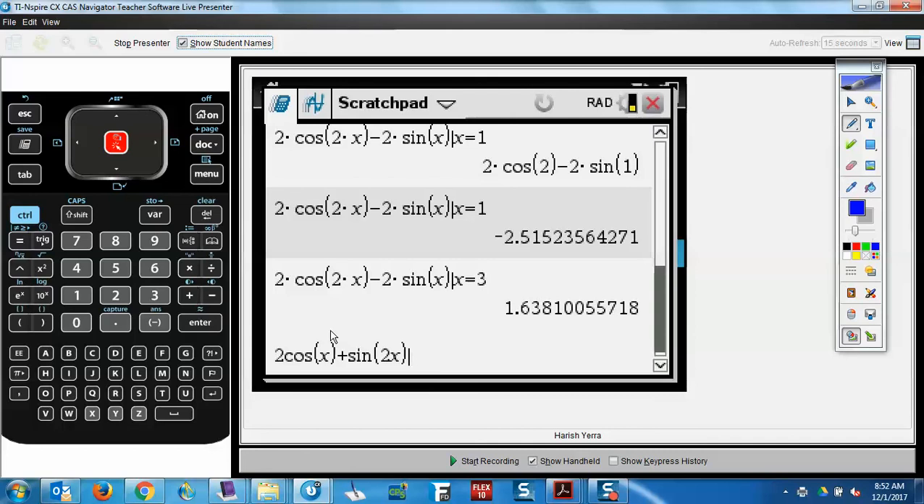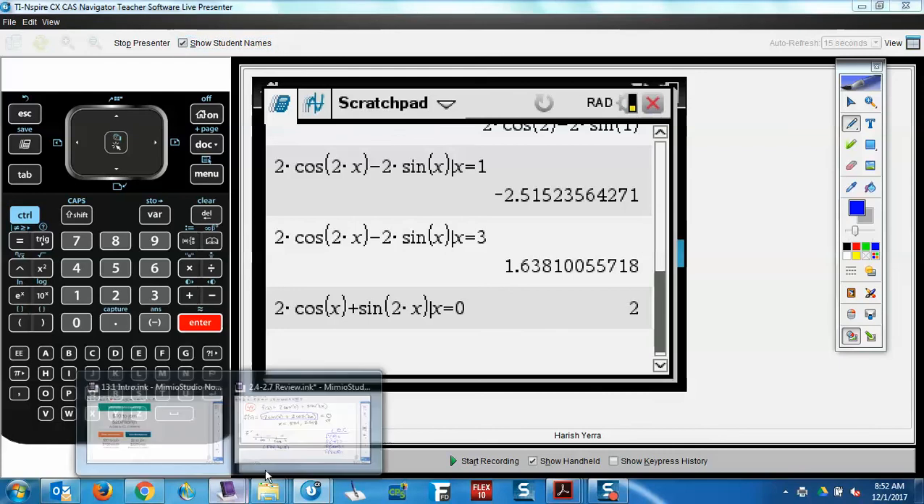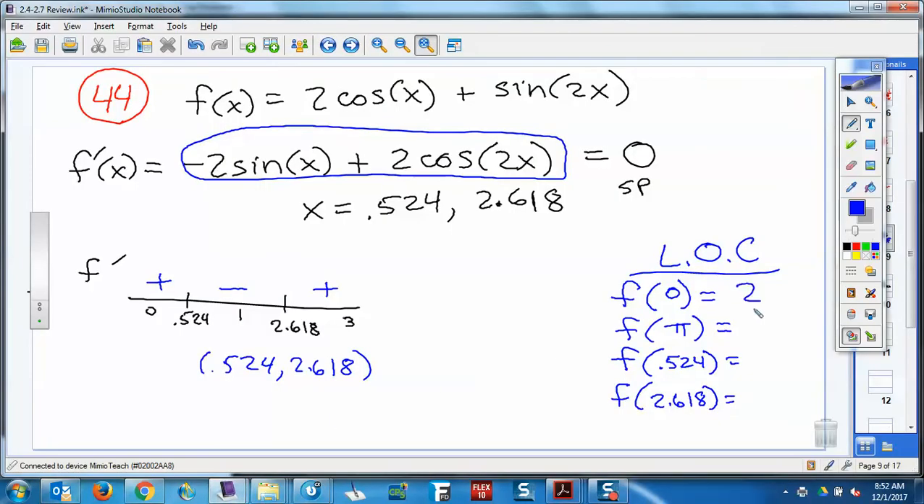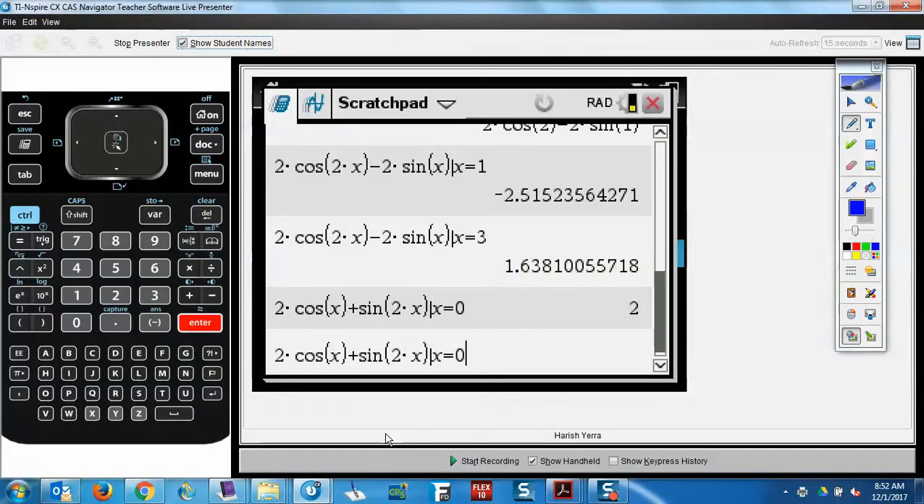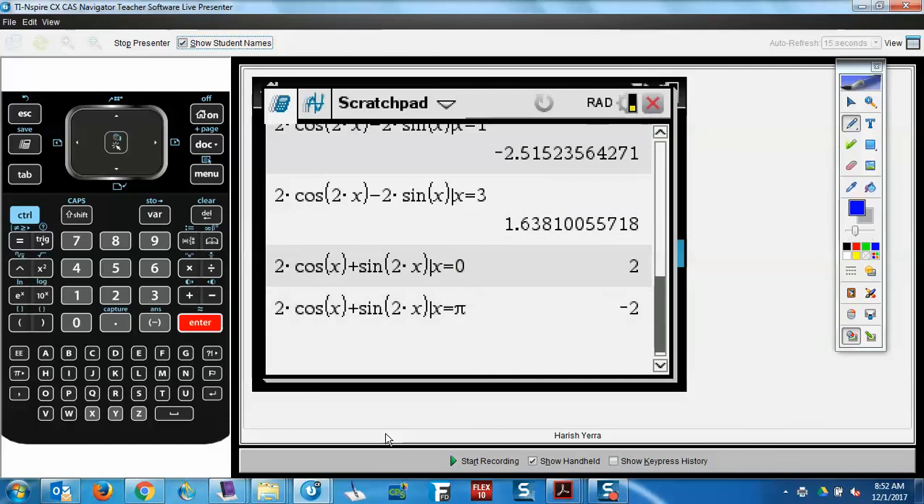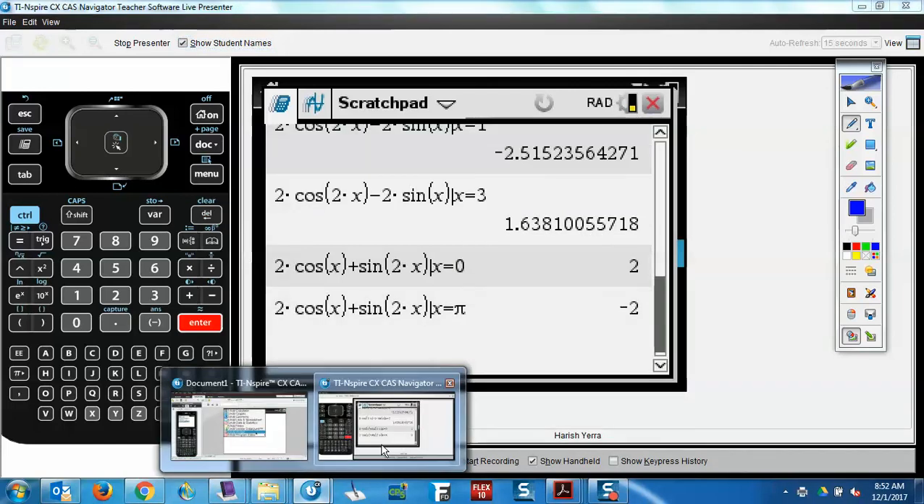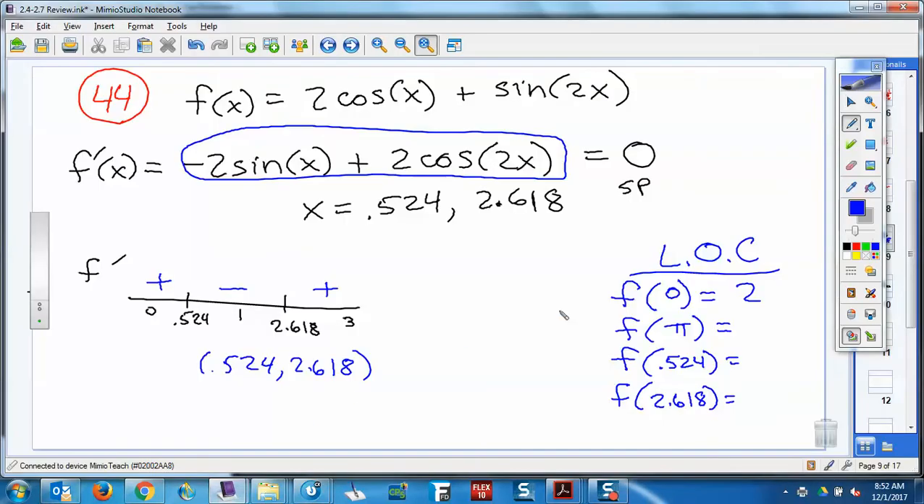But here we go, we got that, and then we want x equals 0. Now that's an easy one, we can just do that on our own. Not a big deal, so there we get 2. Then he's going to plug in a pi. That's another one we can probably do without a calculator, plugging pi into those. But you got the calculator, so what the heck. What was that? It was -2.